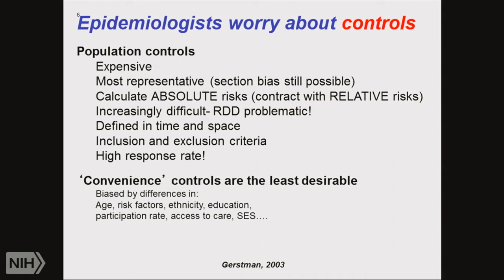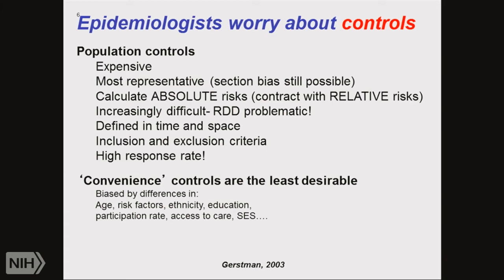Epidemiologists worry about the controls in your study. Population controls are really expensive. What's population control? Population control is representative of the population. And the issue with population controls is that it's impossible to get them these days. In the past, you used to use RDD, which is random digit dialing.